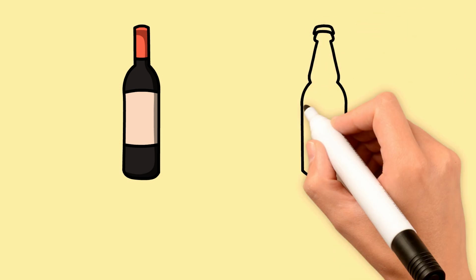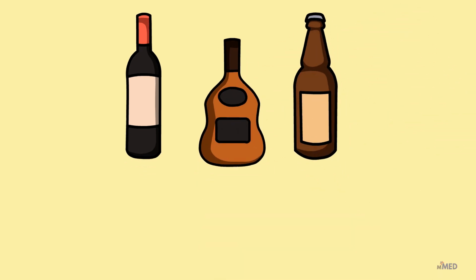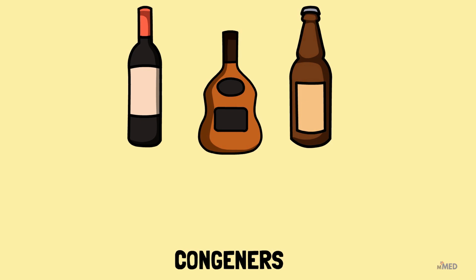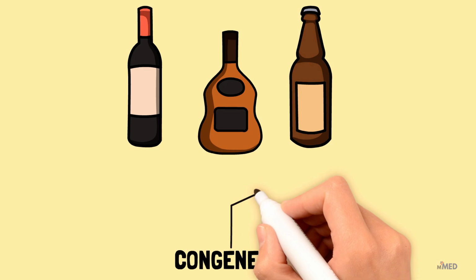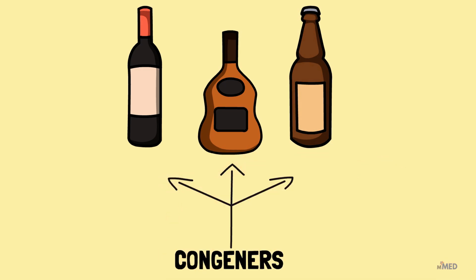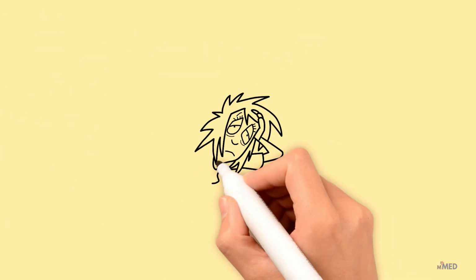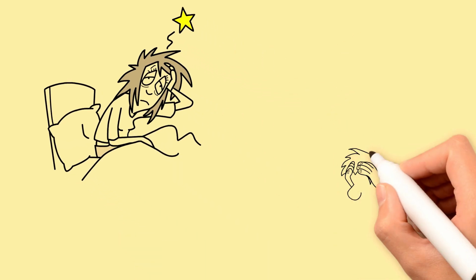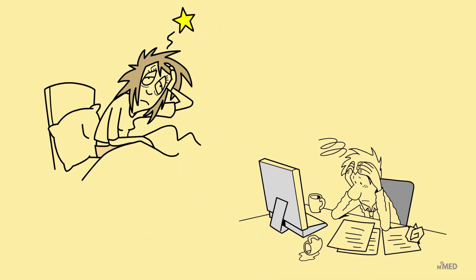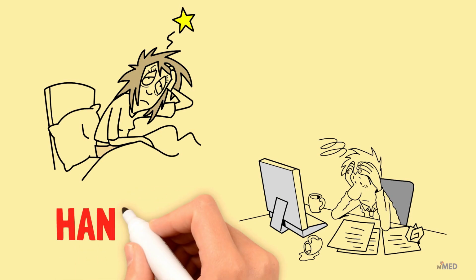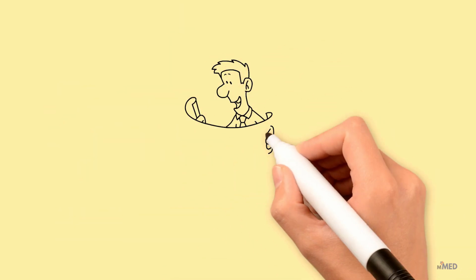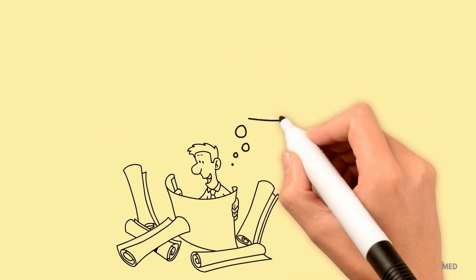Different types of alcoholic beverages contain different compounds such as congeners. Congeners are byproducts of fermentation and contribute to the taste, aroma, and color of the drink. Congeners are more prevalent in darker colored drinks like red wine, whiskey, and brandy. These compounds can intensify the effects of alcohol and worsen the hangover. Waking up the next day with a headache, fatigue, nausea, and overall discomfort are all signs and symptoms of a classic hangover.